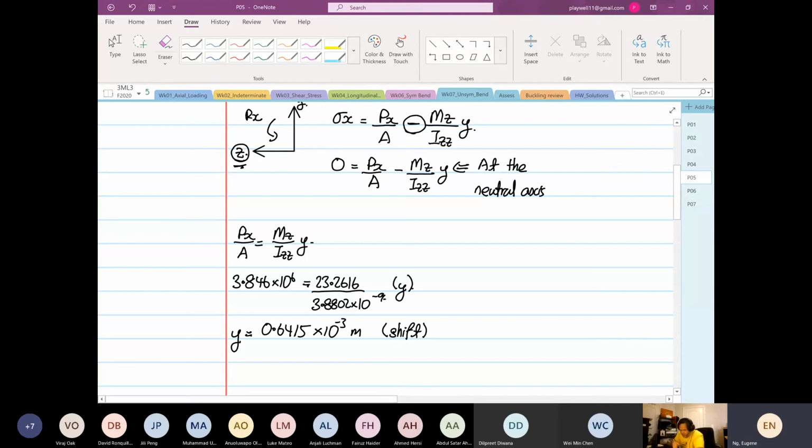Now, we already know that it's a shift, okay, but we don't know if it goes up or down. We don't know. This is just applying the formula blindly. Okay, we know it's positive. Whether the shift is upwards or downwards, we don't know.